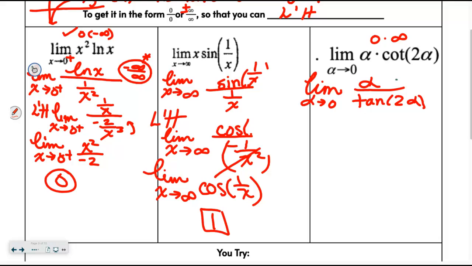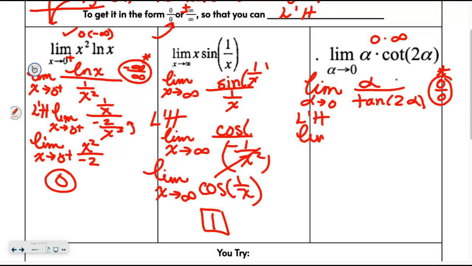What would I have on bottom? Tangent of 0, which is what? 0. Yes, this would be great. If Alexa decided to do that, she's going, yes, that was a good choice. And you're going to see me do that on a key just like that. Why is that such a good choice? What can I do right now? L'Hopital. I now have a fraction that resulted in a L'Hopital-worthy indeterminate form.